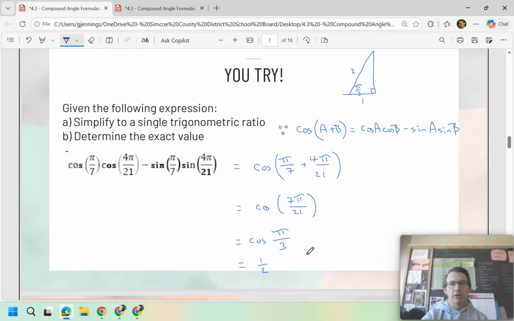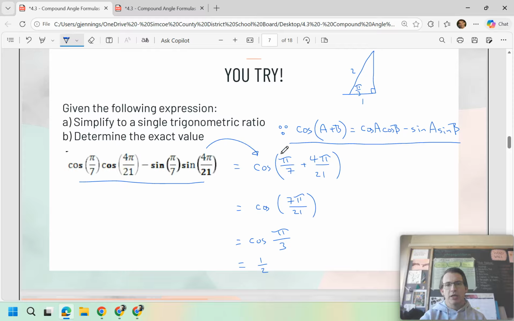So your work could look something like this. I write down the identity that I'm using. So that means all of this is the same thing as this expression. You add pi on 7 together with 4 pi on 21. Pi on 7, we multiply here by 3 and 3. And then we add together with 4 pi on 21. And last time I checked, 3 plus 4 is 7. So 7 divided by 21 is indeed 1 on 3.